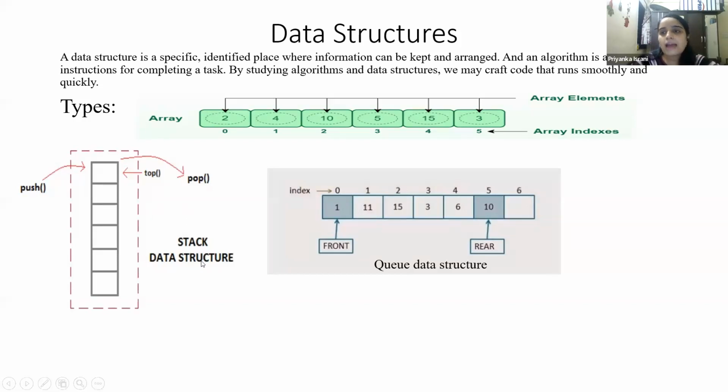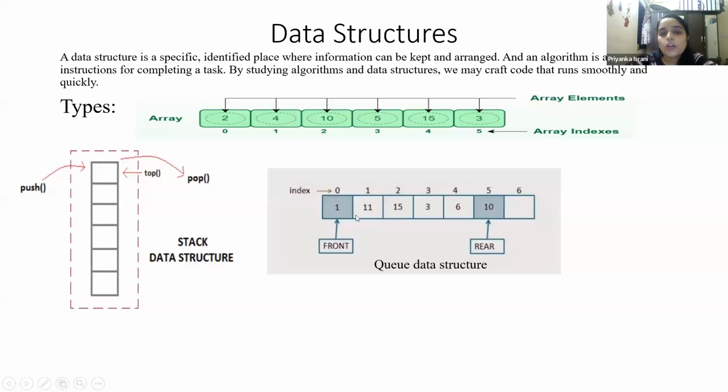A stack, as the name itself says, is like a stack of books. If you want to remove an element, you always have to remove it from the top. And if you want to add an element, you have to add it from the top. So it is like last in, first out. The element which is last in will be first out, because you always push the element from the top and pop the element from the top. This is another data structure, the stack.